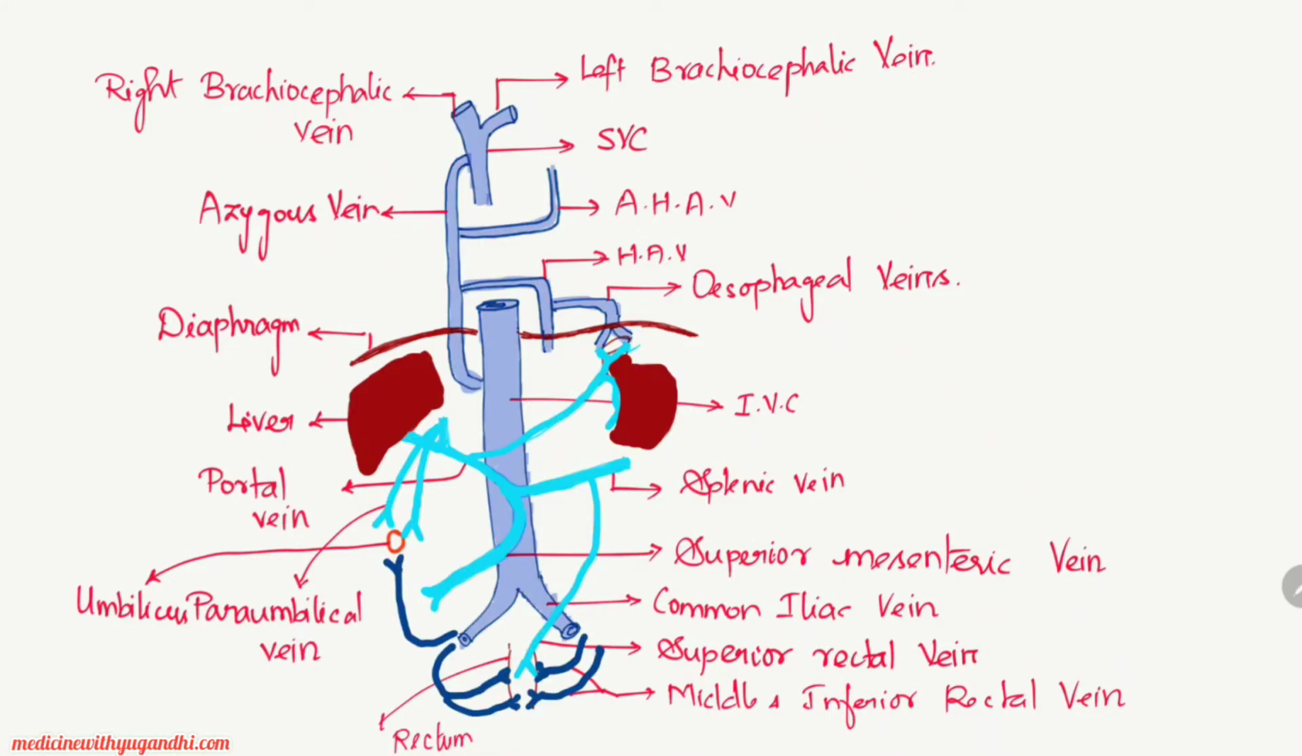Let us see that once again. So see here, this is the right brachiocephalic vein and this is the left brachiocephalic vein. They both drain into the superior vena cava. And then here you can see the azygous vein. The azygous vein also drains into the superior vena cava. Once again, the accessory hemiazygous vein and the hemiazygous vein both drain into the azygous vein. And the esophageal veins in turn drain into the hemiazygous vein.